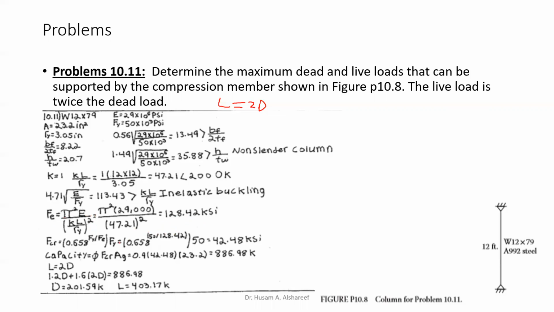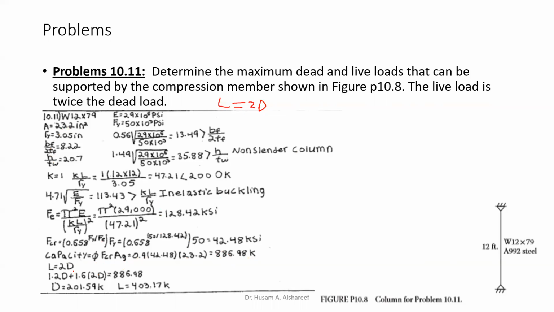Then we plug this value into this equation here to find the stress, which is 42.84 ksi. So our Pu, or the capacity, plug and chug here, phi is 0.9, stress is 42.48 times the gross area from here. It gives us 886.98 kips.